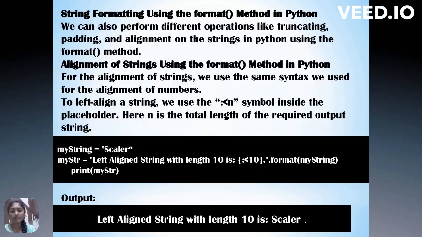In the string, my string is Scaler. This is the example program. My string is Scaler. My string: left aligned string with the length 10 is {:>10}. Format my string. Now print my string. Then we get the output: left aligned string with length 10 is Scaler.